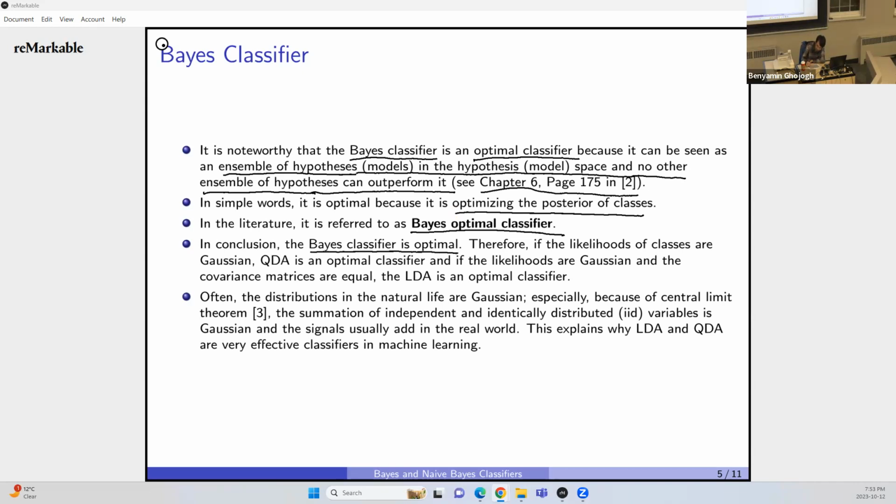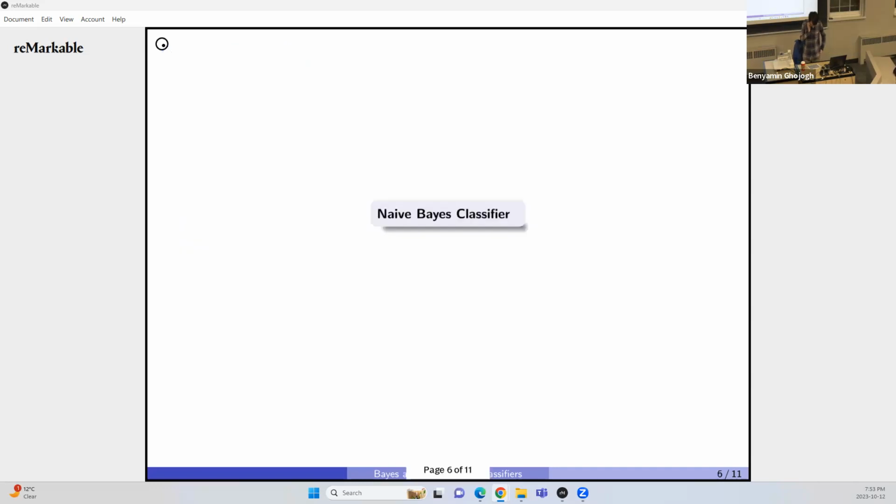Therefore, as a result, if the likelihoods of the classes are Gaussian, QDA is optimal. If the likelihoods of the classes are Gaussian and they have the same covariance matrices, LDA is optimal. Now, do you see why LDA and QDA work very well and people use them a lot? That's the reason. Okay. Any questions so far?